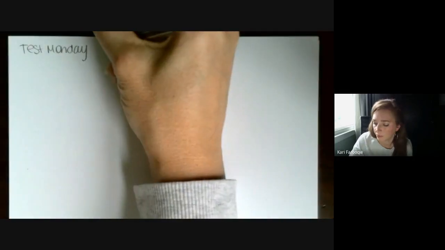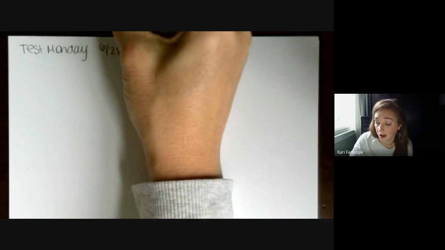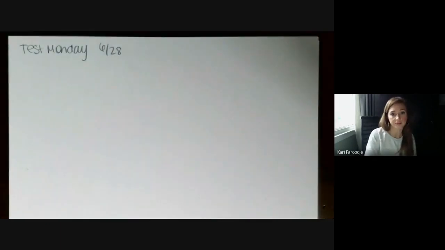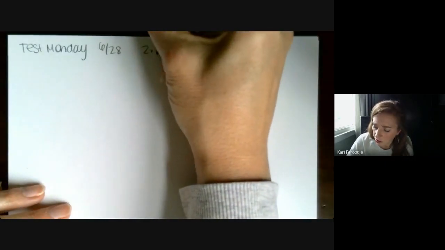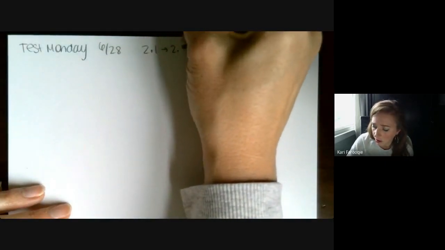You know what Monday's date is? Today, Thursday, add 4 days, 28th. And guys, we're almost into July here. This class is going to be over before you know it. Your test on Monday is going to cover 2.1 through 2.5.